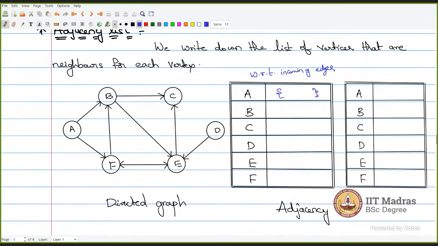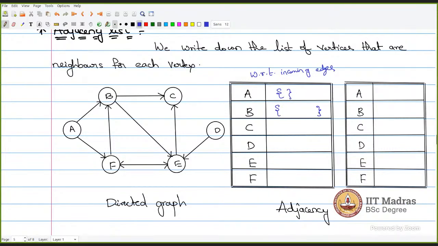Basically, if there is an incoming edge towards A, will this give the count? Does the adjacency list also count? It gives the list. It won't count. In this particular thing, you just have to check: are there any edges that are coming towards A? In this graph, no. That means there are no neighbors to A. So this is an empty set.